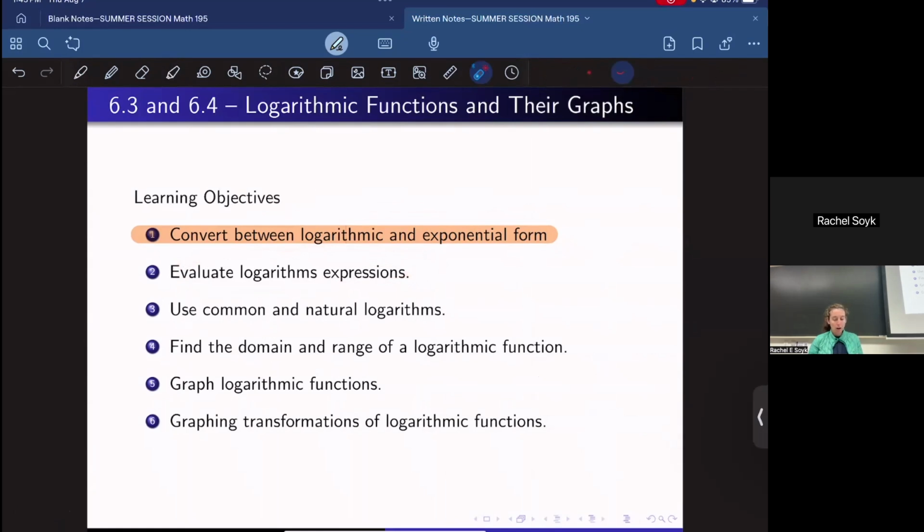We'll be able to use common and natural logarithms. That's just notation that I verbally spoke about, but we'll just get more exposure with. And then finding domain and range, you're quite familiar with this. It's just now we're going to look at it from a logarithmic standpoint. And then last but not least, we're putting all of that together so that we can properly graph log functions and transformations of those log parent functions.